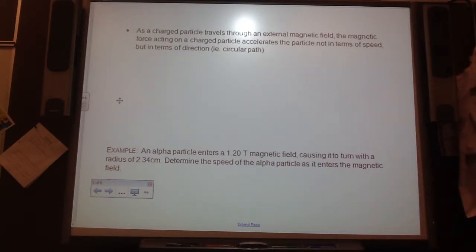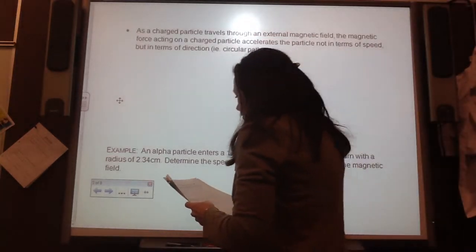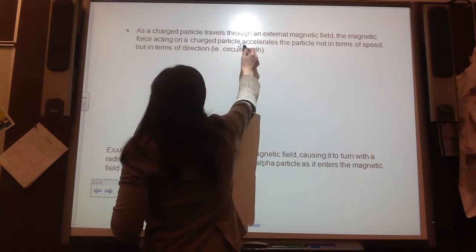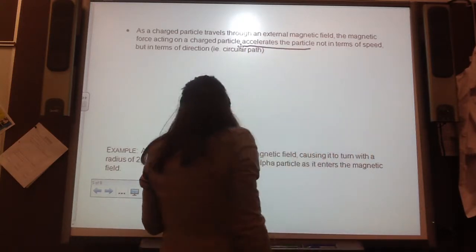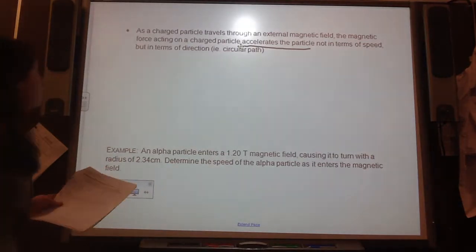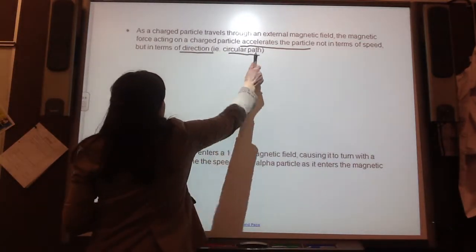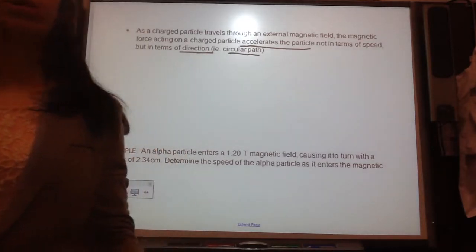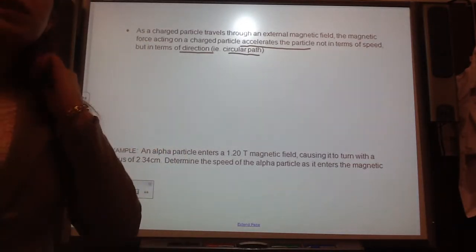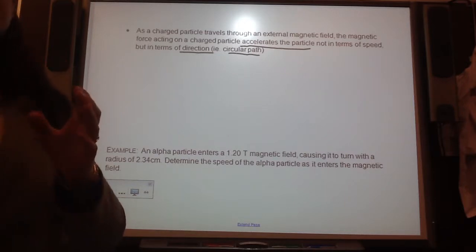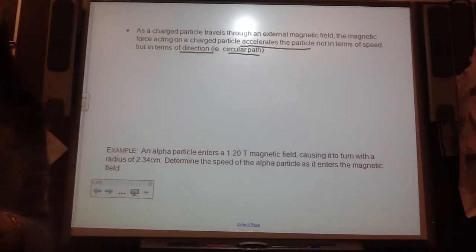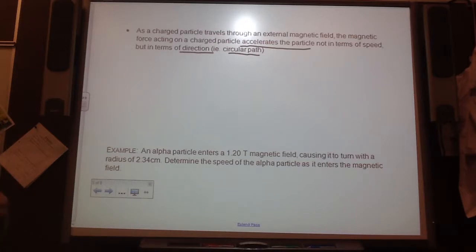So your notes here say, as a charged particle travels through an external magnetic field, the magnetic force acting on the charged particle accelerates the particle. Not in terms of speed, but in terms of direction, which is a circular path. From our centripetal acceleration lesson in Physics 20, you remember that even if the actual speed of the object isn't changing, it's still experiencing acceleration because it's always changing its direction. Because velocity is a vector quantity, if it's changing direction, it has acceleration.